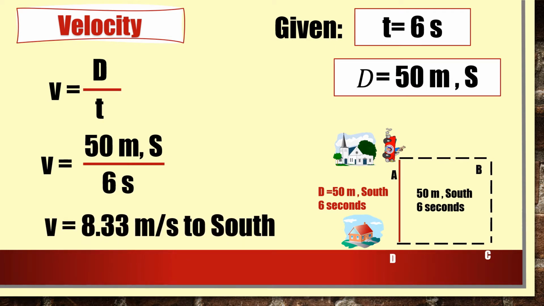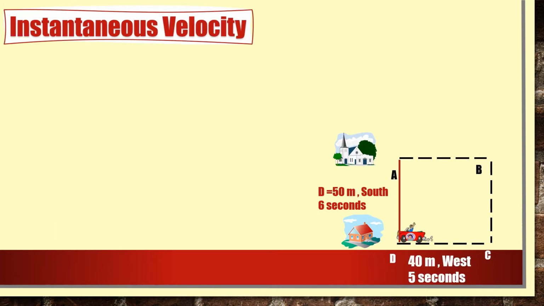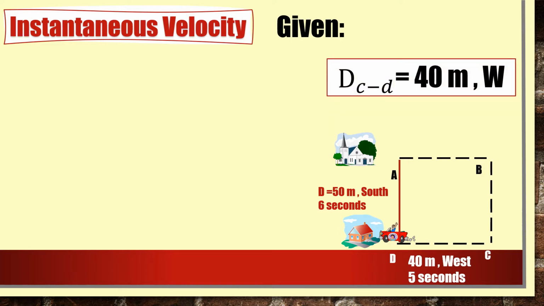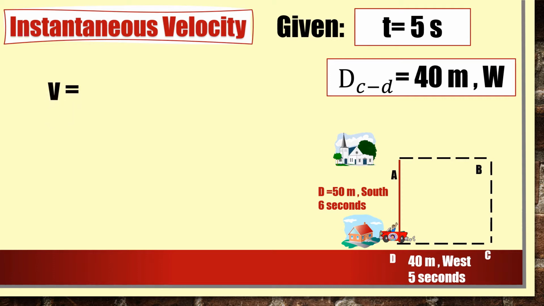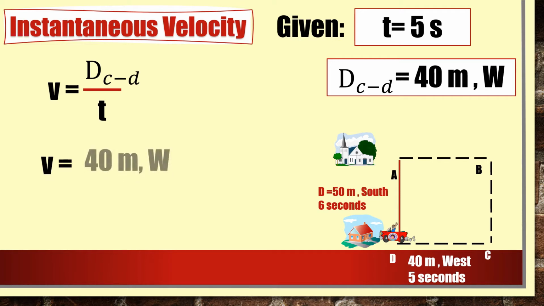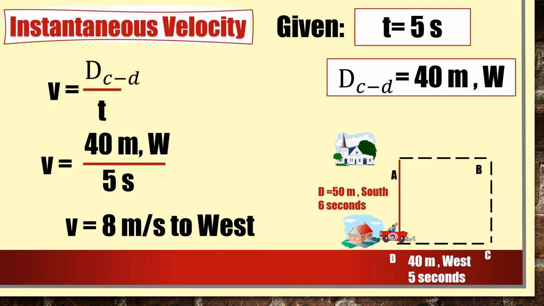And lastly, we will solve for the instantaneous velocity of Reeds from point C to D. The given are the following. Displacement from point C to D is 40 meters going west with a time interval of 5 seconds. Using the formula, velocity is equal to displacement from point C to D divided by its time interval. Reeds' instantaneous velocity from point C to D is equal to 8 meter per second going to west.